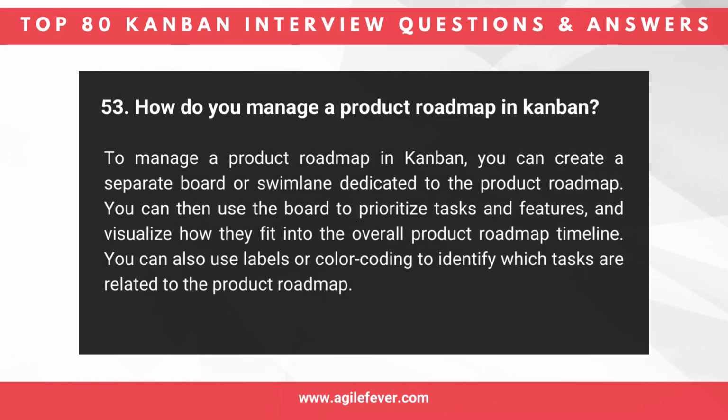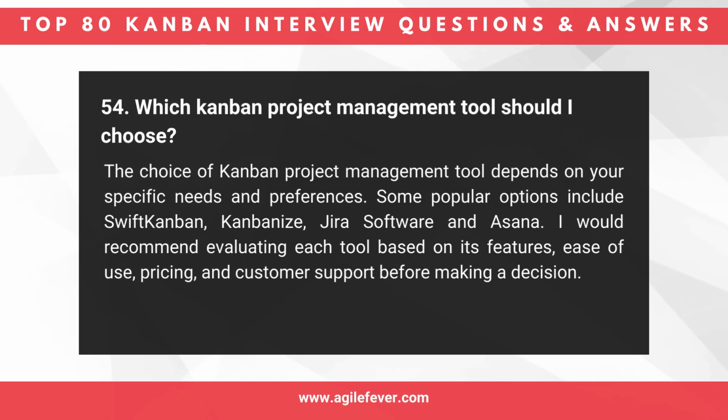Question 53. How do you manage a product roadmap in Kanban? To manage a product roadmap in Kanban, you can create a separate board or swim lane dedicated to the product roadmap. You can then use the board to prioritize tasks and features, and visualize how they fit into the overall product roadmap timeline. You can also use labels or color coding to identify which tasks are related to the product roadmap.